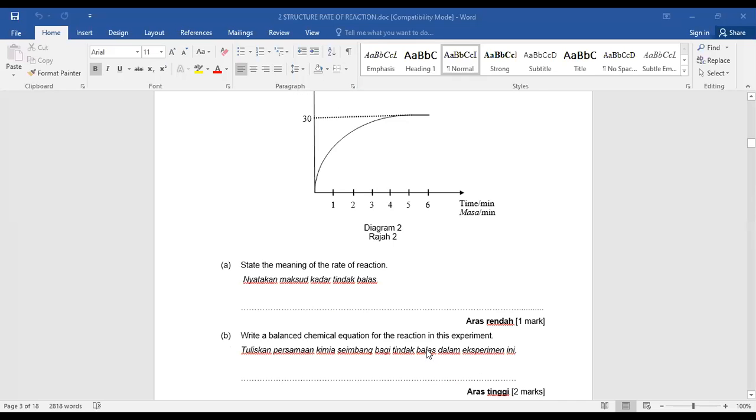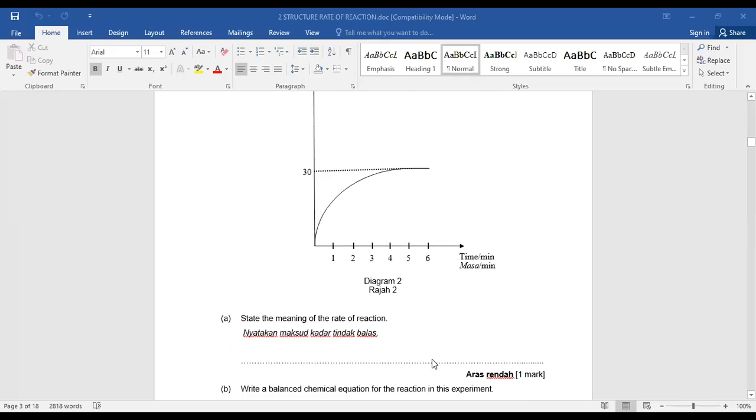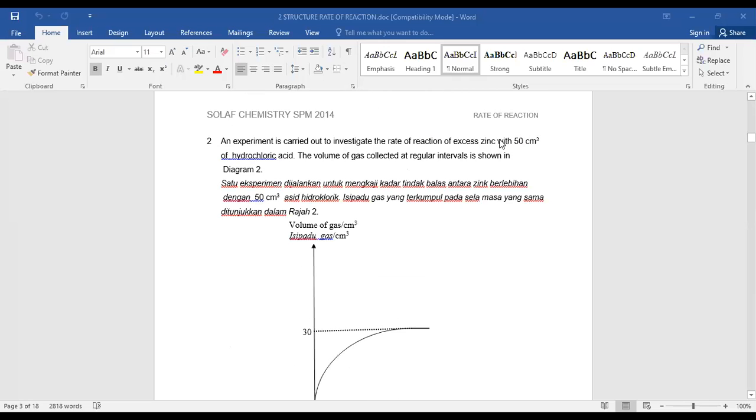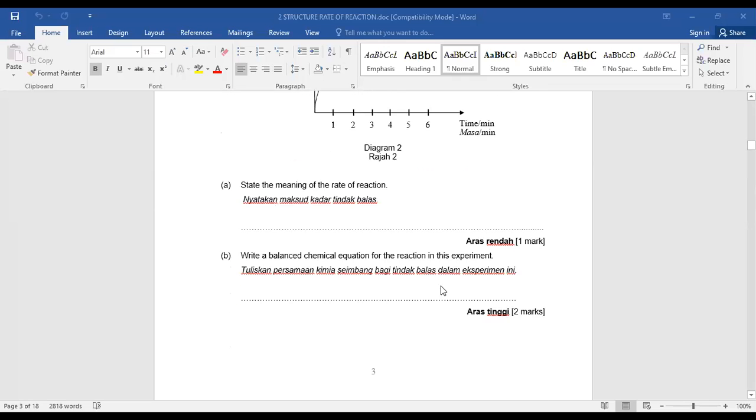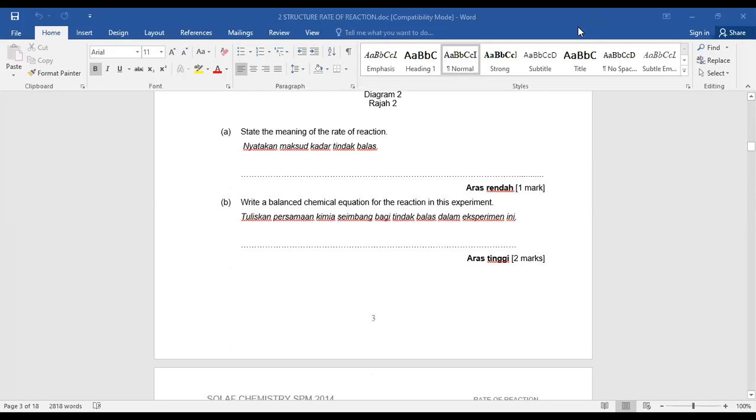Okay. Now for the balanced chemical equation, I think you have no problem. We have already mentioned it many times, where you will have 1 mole of zinc reacts with 2 mole of HCl. You are getting zinc chloride and the H2. If you are still not sure about the chemical equation, this is your answer. The zinc reacts with HCl, giving you the zinc chloride plus hydrogen gas. Put a 2 to balance up the equation.